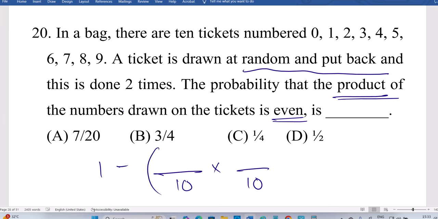If both are odd, it will be odd. Product of two numbers must be even or odd only. Even is having more things I have to check, so I'll go for odd. First time odd number, second time also odd number. So 1 minus, first time odd number, how many odd numbers? 5. Second time also. So 1 minus 1 by 4, 3 by 4. Answer is 3 by 4.